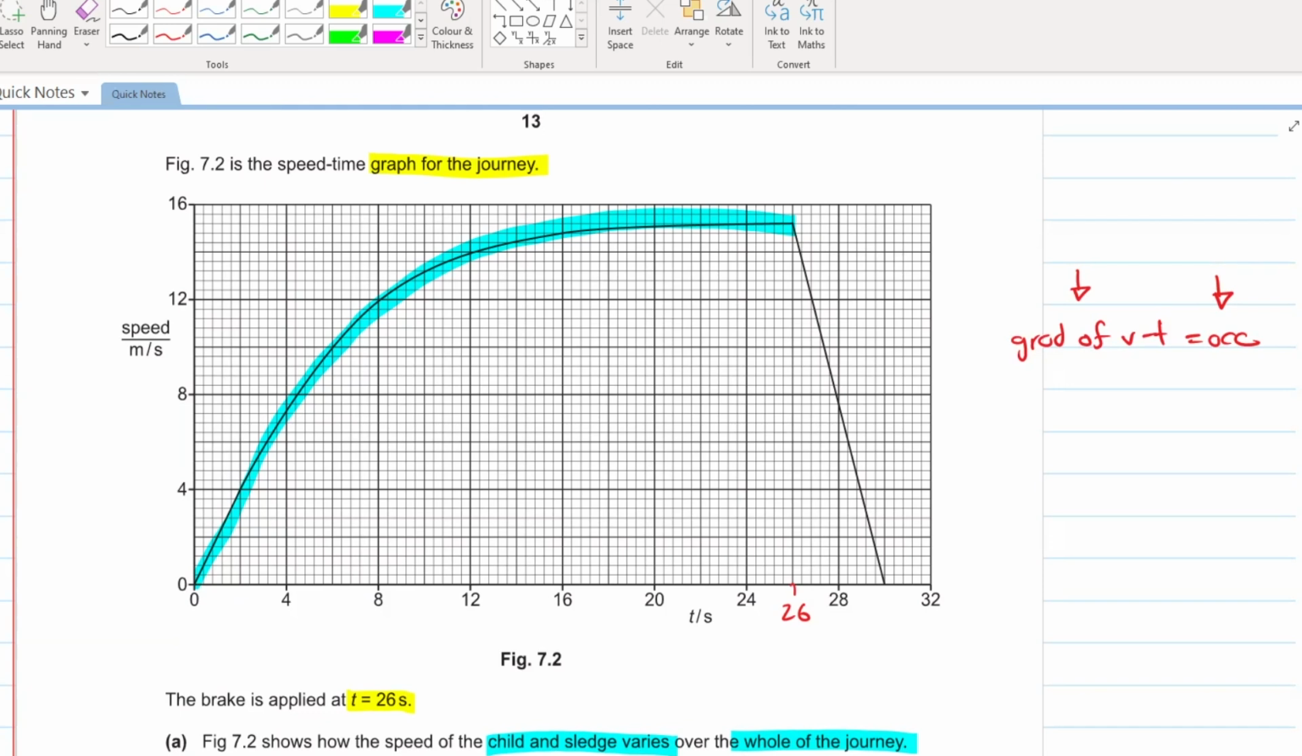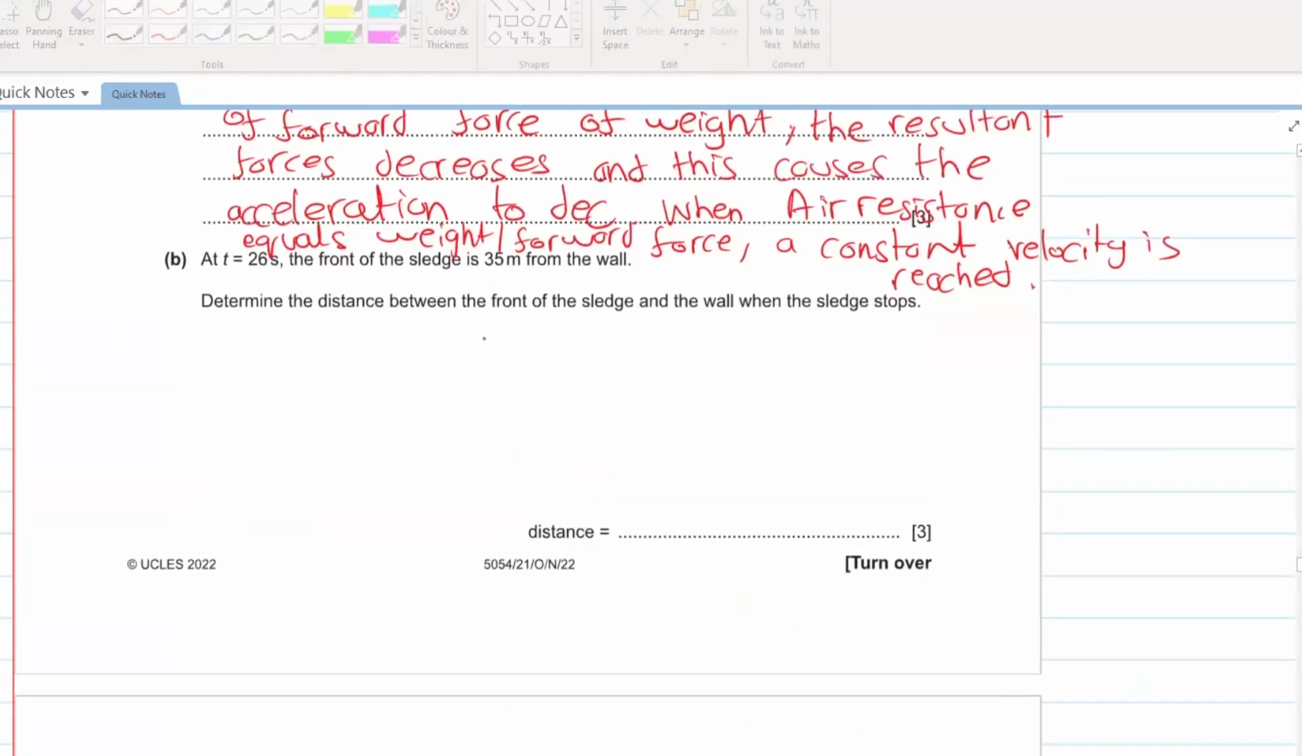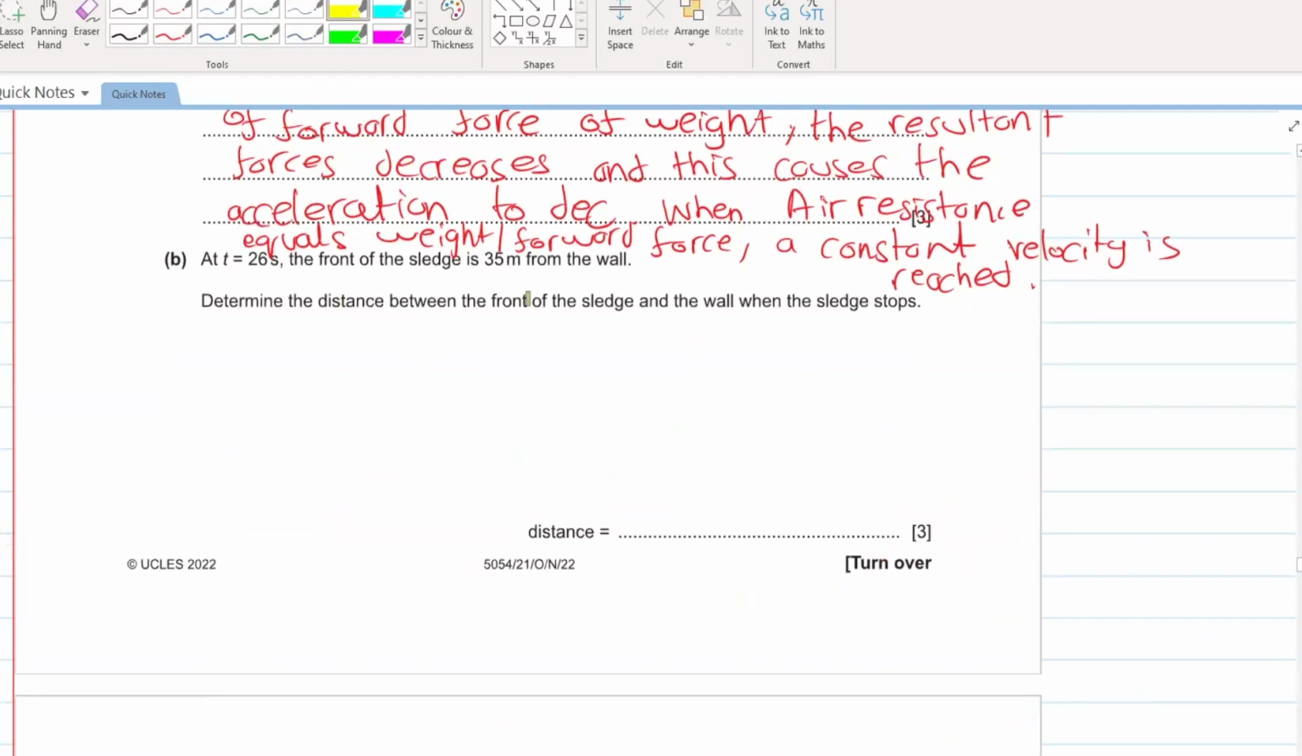हाँ, F is equal to ma, समझ आई बेटा जिसने सवाल पूछा था। Yes, literally वही सवाल पूछ रहे हो जिसका answer अभी हमने 5 मिनट बैठ के किया। हाँ, अब इस point पे आते हैं, let's do this. At time t is equal to 26 seconds, the front of the sledge is 35 meters from the wall.